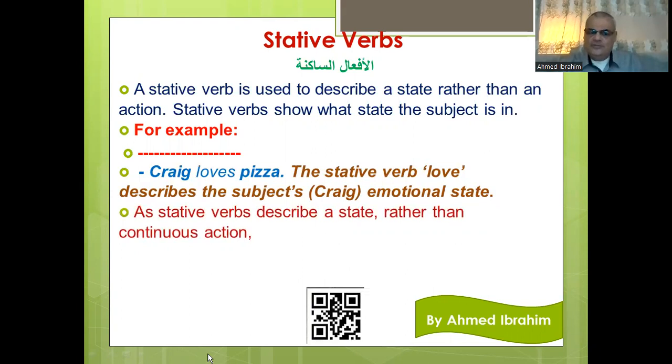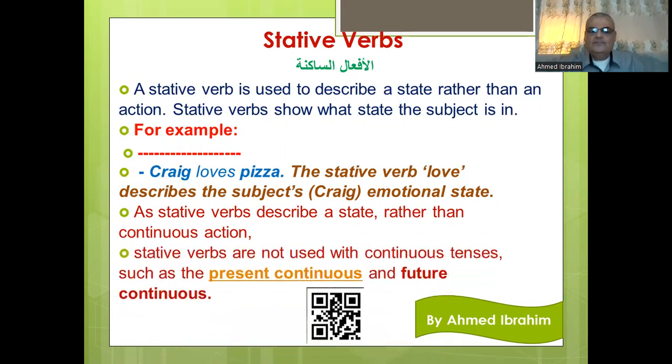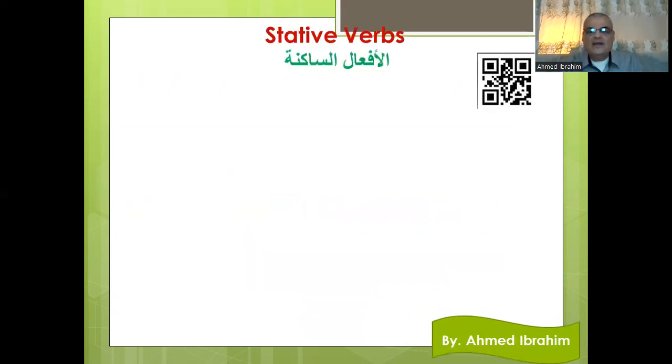Stative verbs describe a state rather than continuous action. Stative verbs are not used with continuous tenses, such as the present continuous and future continuous.